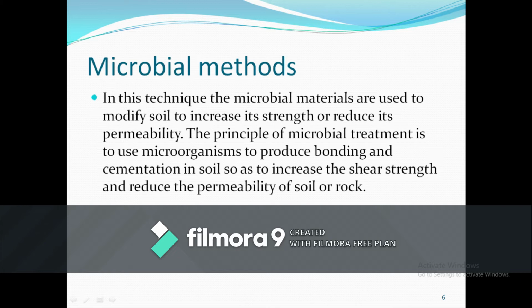Such microbes or microorganisms have to be introduced into the soil. The principle of microbial treatment is to use microorganisms to produce bonding and cementation in soil so as to increase the shear strength and reduce the permeability of soil or rock. So what is the main principle we are using? We are using microorganisms to produce bonding as well as cementation in the soil, so that when we check the ground condition, it will have increased shear strength and reduced permeability of the soil or rock. That is the main use of microbial methods.